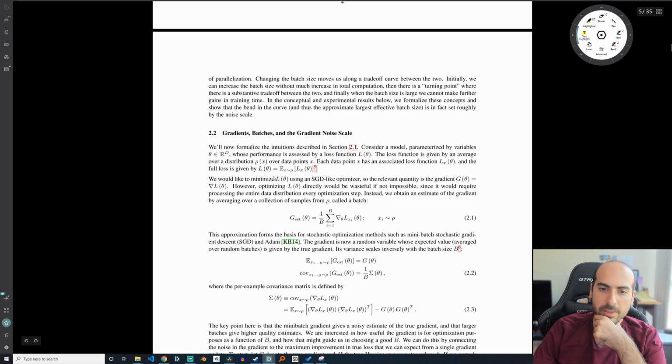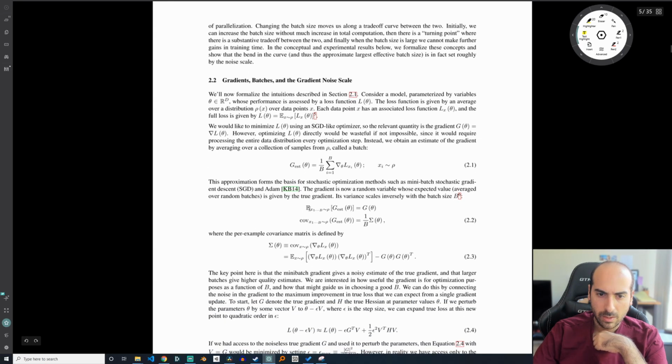So we'll now formalize the intuitions described in 2.1. Consider a model parameterized by variables theta in R^D, whose performance is assessed by some sort of loss function, an average over a distribution of data points, where each point has a loss, and the full loss is given by this. But this is the loss over a batch, it looks like, and its variance scales inversely with the batch size.